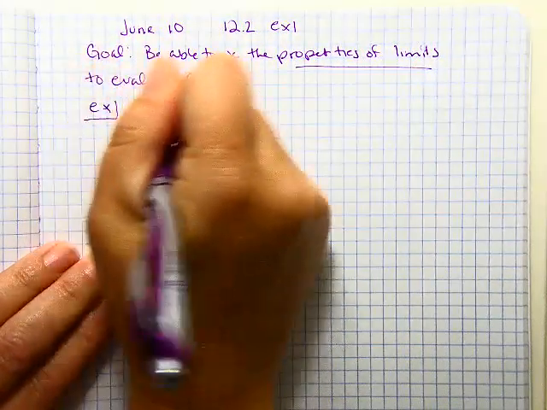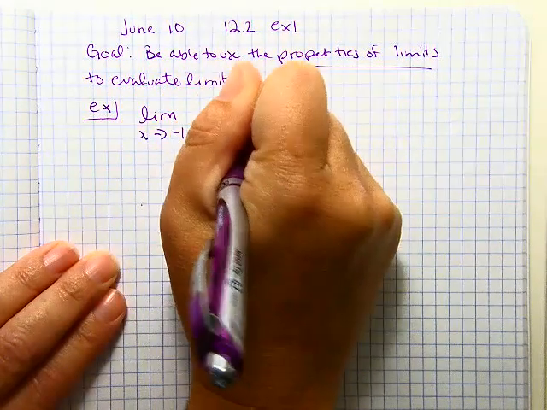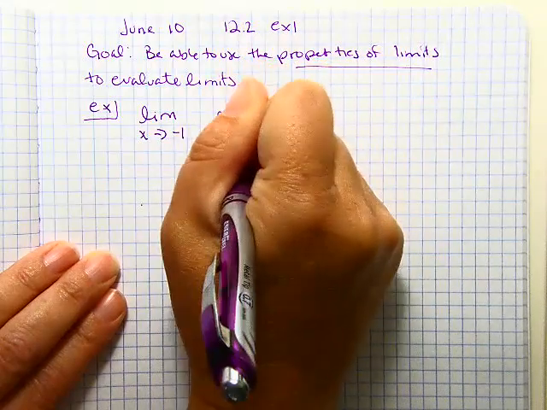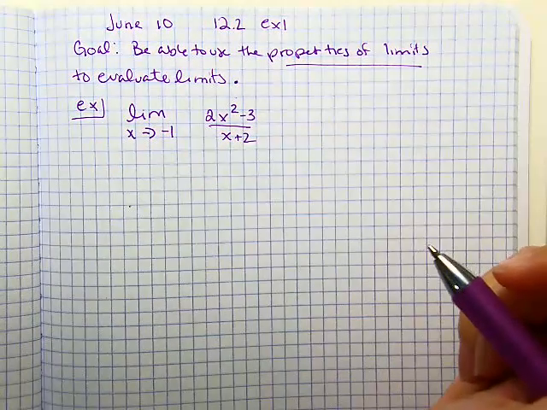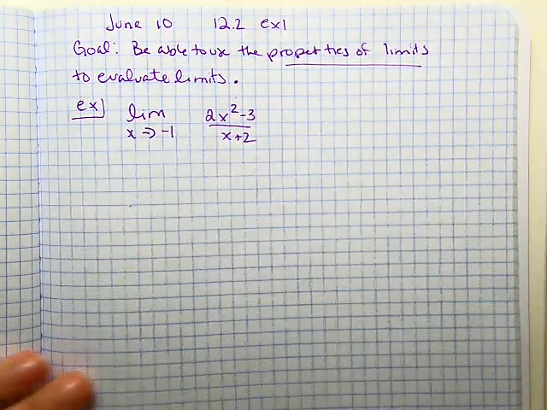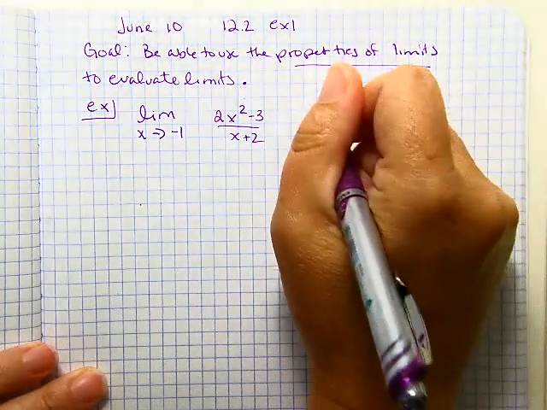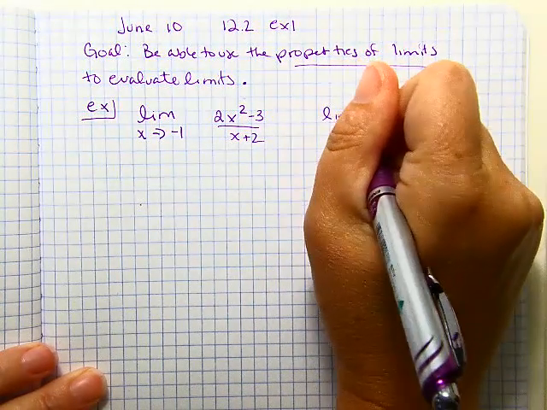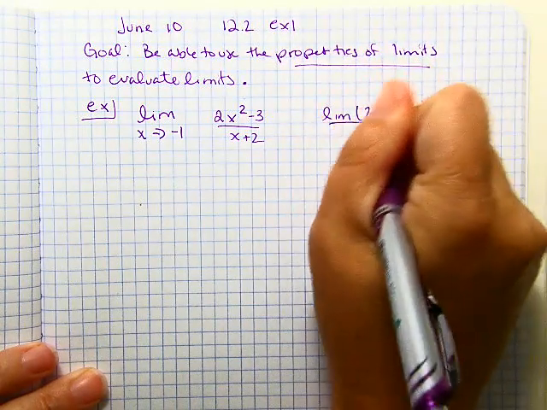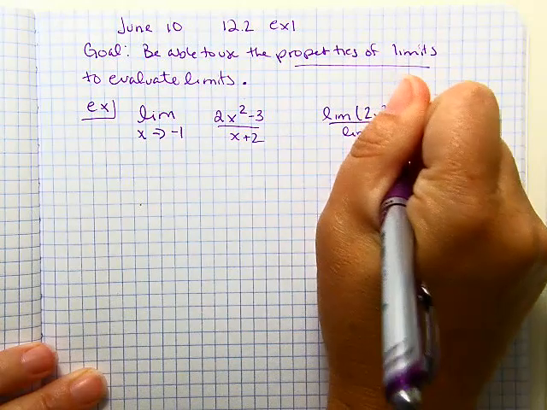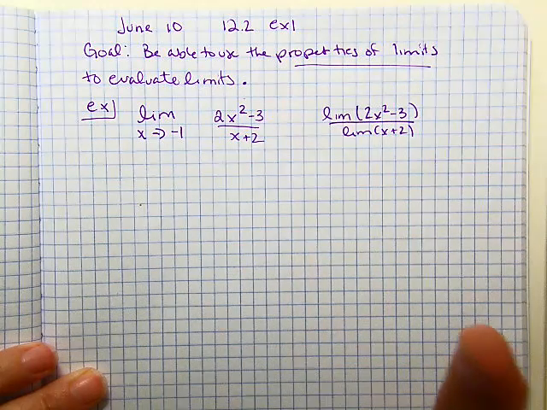So example, we're going to find the limit as x approaches -1 of 2x squared minus 3 over x plus 2. And so what the properties of limits do is allow us to rewrite the problem in terms of limits. So the first thing, this is a fraction, so I can rewrite the top as the limit of 2x squared minus 3 over the limit of x plus 2. And do you have to do this step by step by step? Absolutely not. But I am going to.